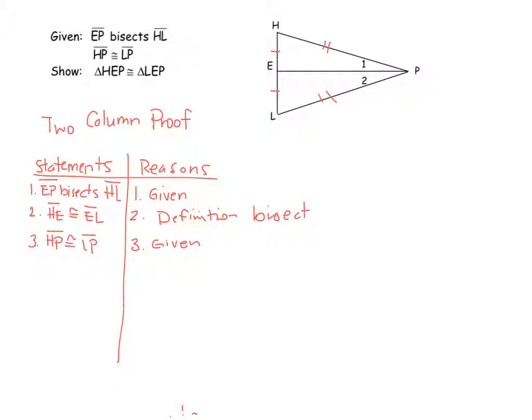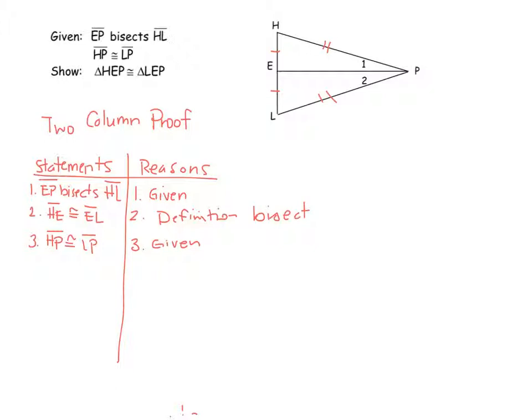So the basic idea of the statements and the reasons works just like the flowchart proof. Anytime we have a given, we just put given as the reason. Whatever you would have put on the line in the flowchart proof, that's the reason in a 2-column proof.